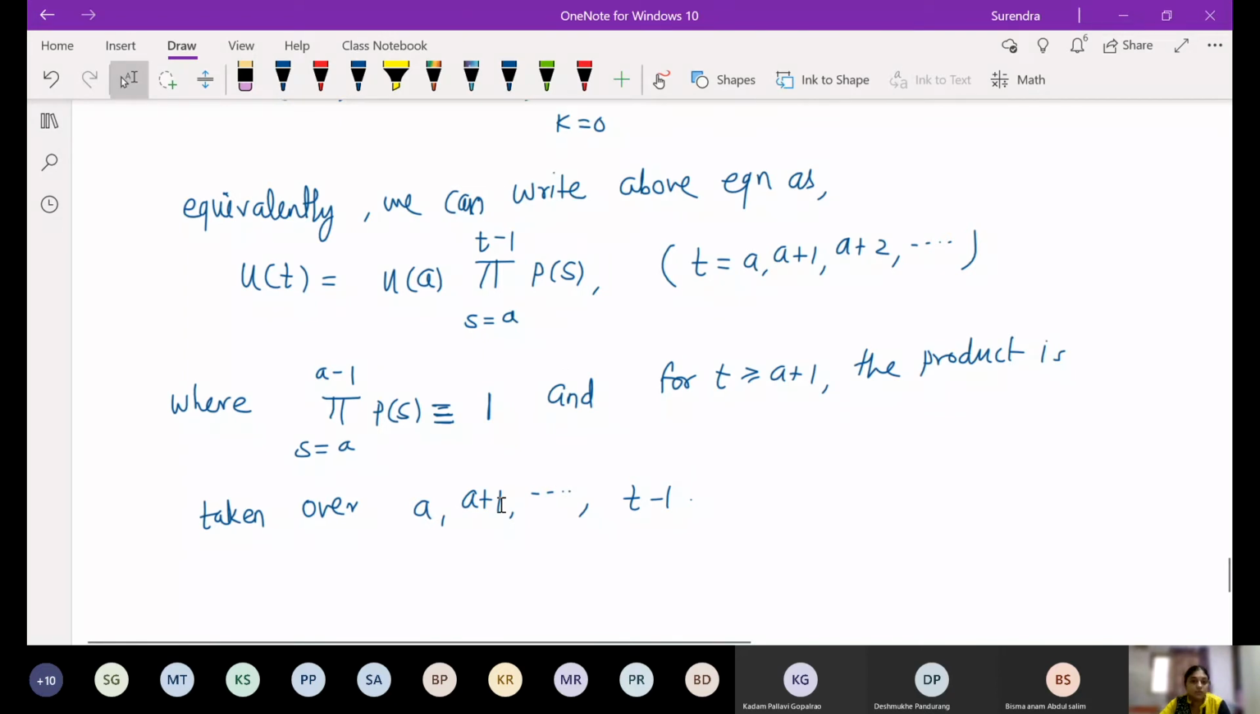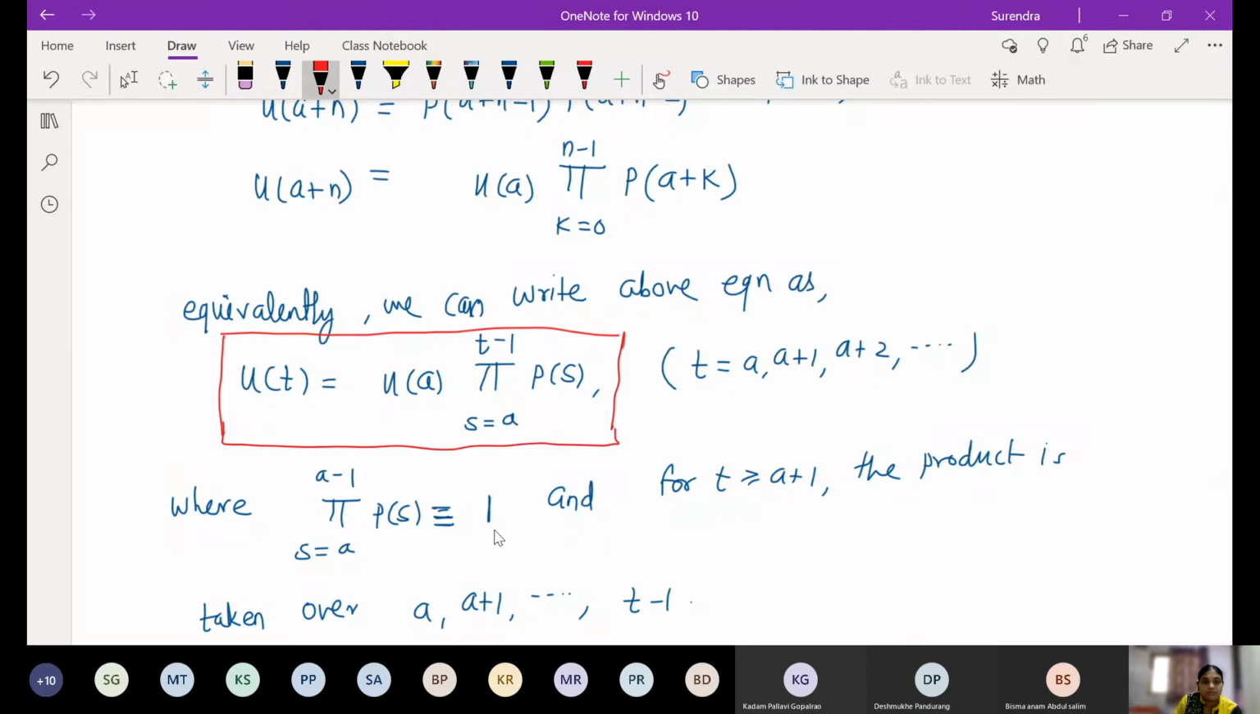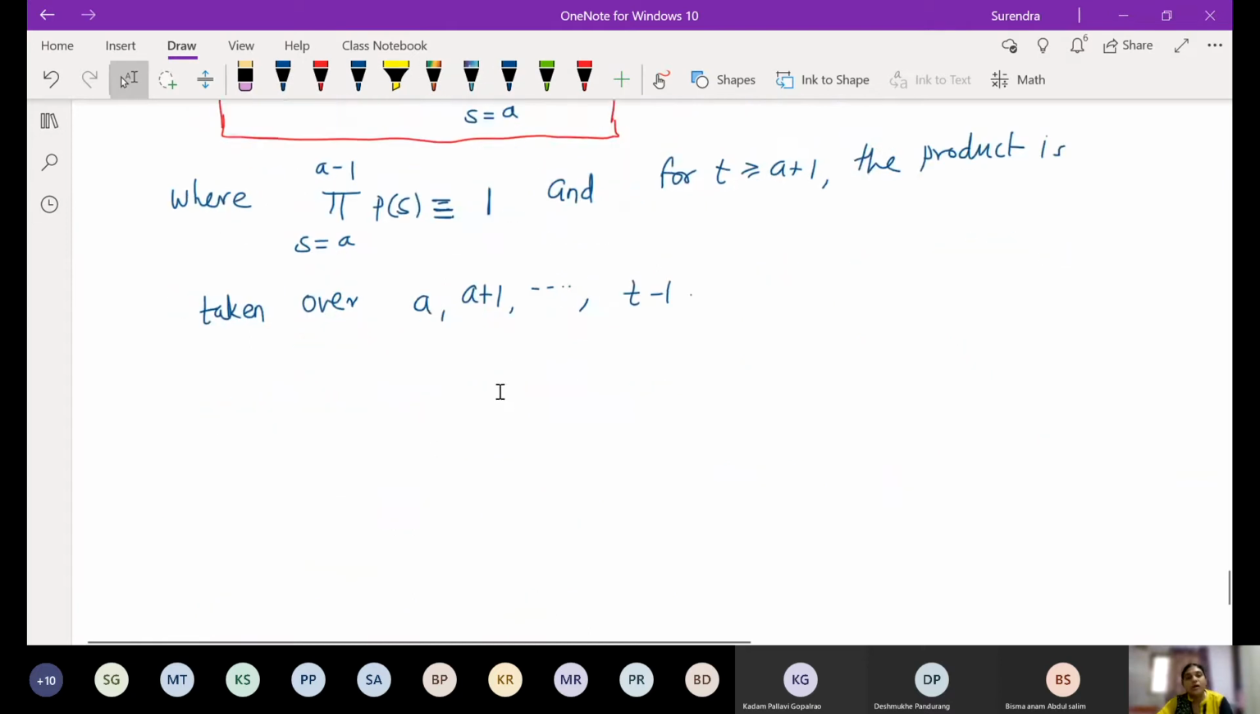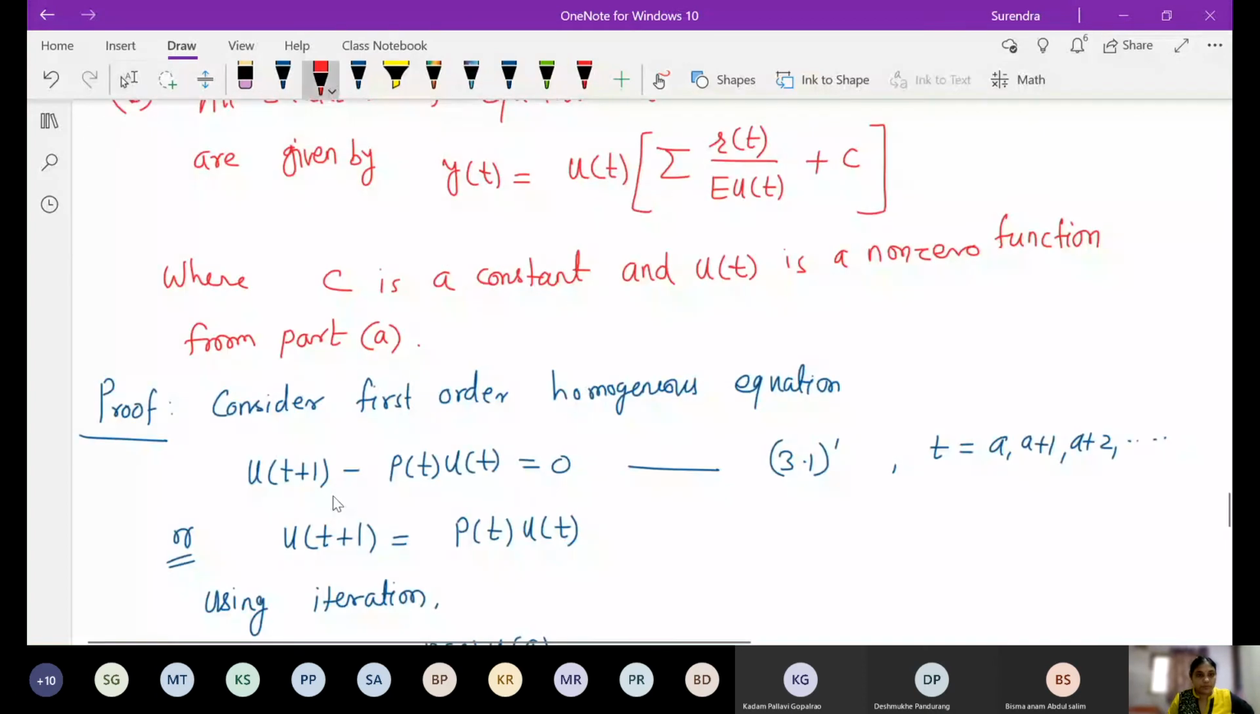Okay, so this is a solution. Just by using iteration we can easily solve the first order homogeneous linear difference equation using this formula, or just by taking iterations. Now I want to use this. So this is my part A. This is the proof of part A.